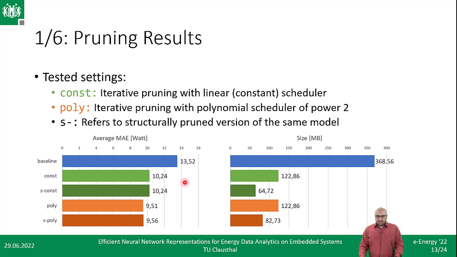So as we can see here, we improved in the case of the constant models. The mean absolute error is improved by about 30%, from 13.5 watts to about 10 watts. And in the case of polynomial pruning, the results were even better, which can be explained by the better alignment between the scheduler and the model's adaptive learning rate, which is also polynomial. It's also worth noting that the structural pruning didn't affect the model performance and reduced the model size by about 50%, as we can see here. So applying structural pruning after the usual pruning procedure also reduced the model size at almost no cost to accuracy.